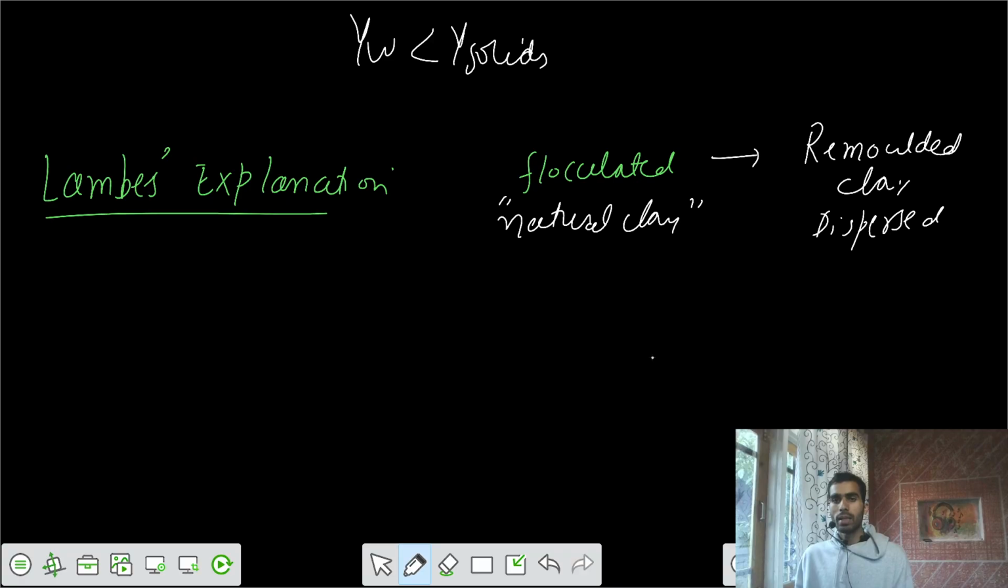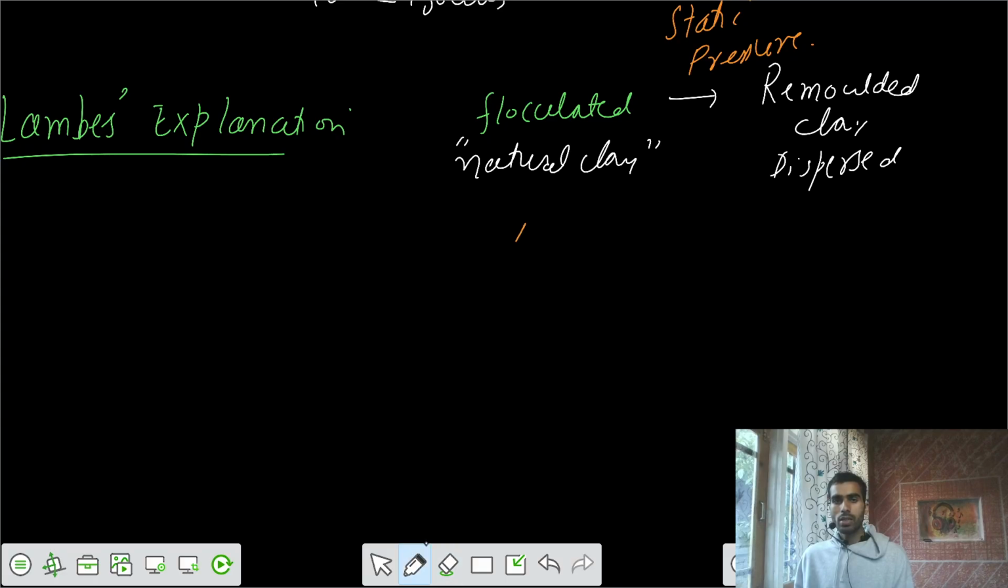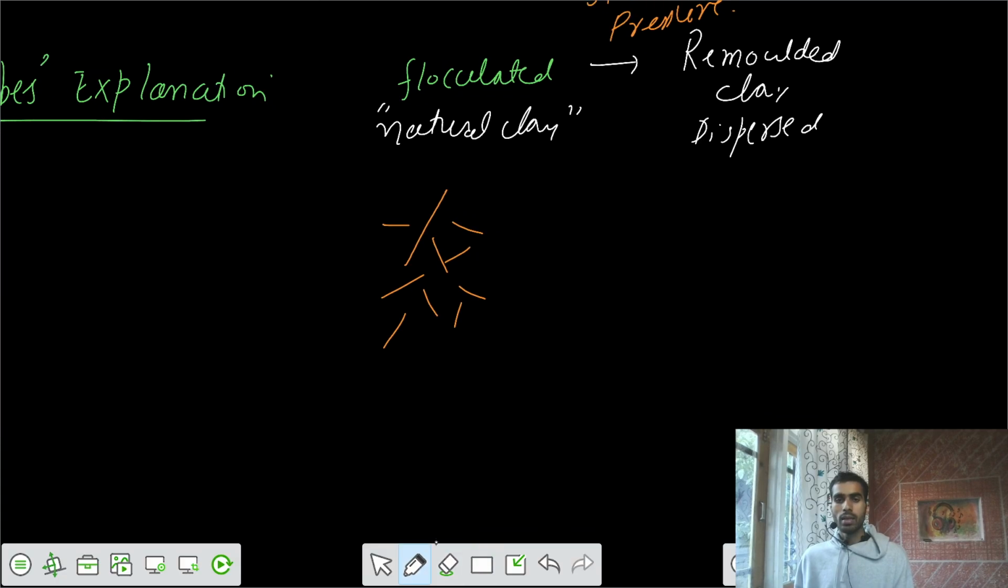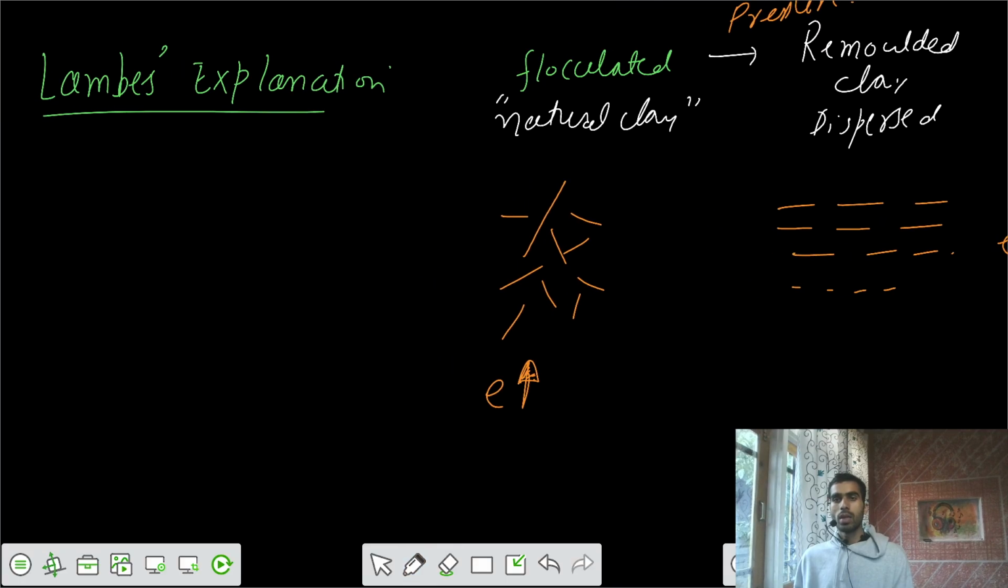Let's say we are applying static pressure. If I apply that static pressure on the clay, I want to convert that flocculated structure into a more uniform packing, such that volume is less and packing is more, void ratio is less. In the initial case, void ratio was more. So I want to convert that flocculated structure into a dispersed structure, such that your gamma would increase.